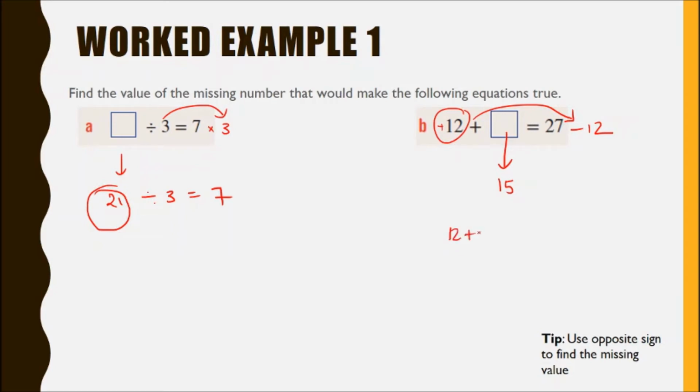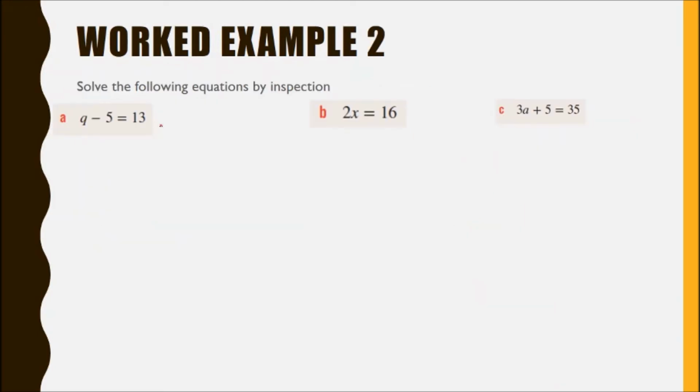Or by all means, you can put in values through inspection. You could do 12 plus 10 equals 22, so we know it's not 10. It has to be a greater number. 12 plus 12 is 24, so we know it's not 12. And you could just do that through a whole process if you'd like. I've just got a little tip here that you can use the opposite sign to find the missing value. Over here, that's the opposite sign of the plus 12, and this is the opposite sign of divide 3.